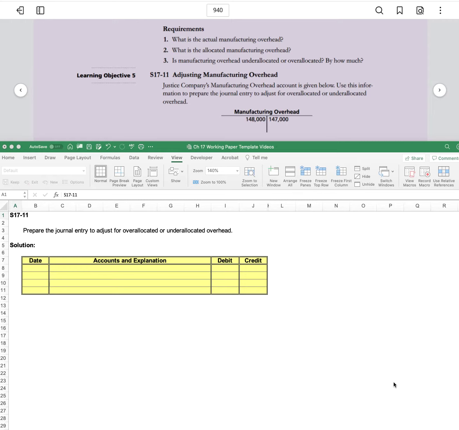Manufacturing overhead. Justice Company's manufacturing overhead account is given below. Use this information to prepare the journal entry to adjust for overallocated or underallocated overhead. And then we have our manufacturing overhead of $148,000 debit, credit of $157,000. And so remember that this debit is our actual and this credit was the allocated.